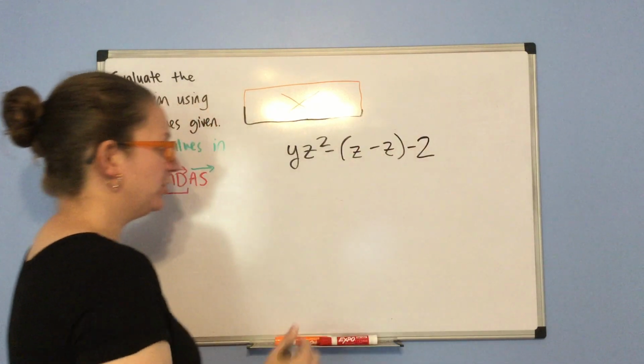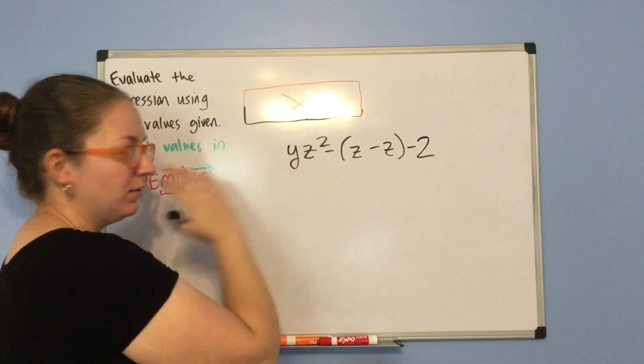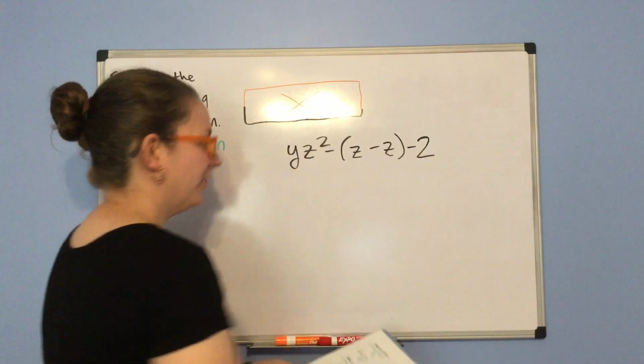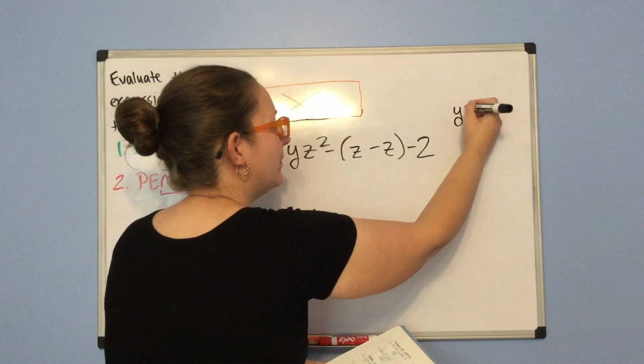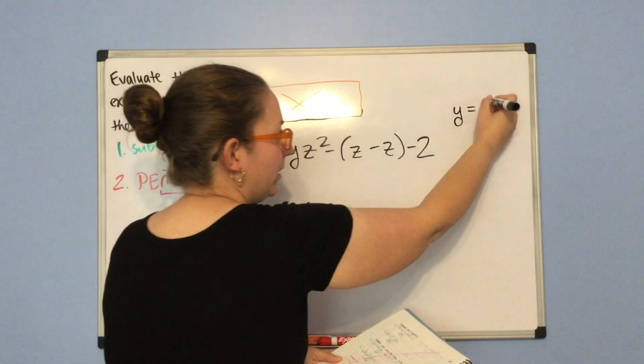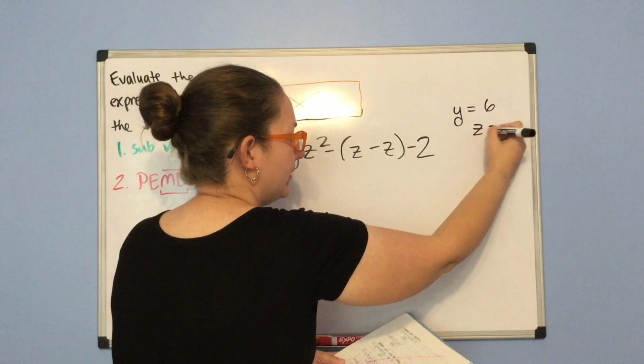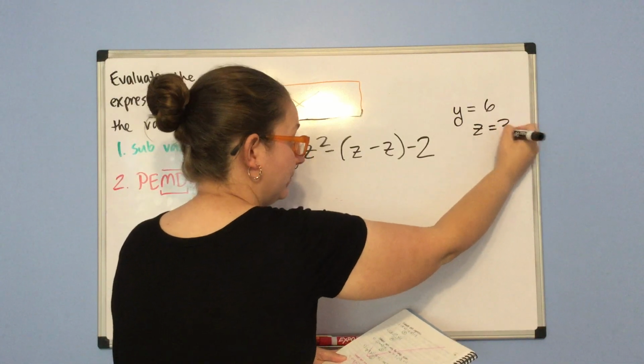So here's my new expression. This is how I write Z's, so if that's a little weird to you, sorry. Otherwise they look like twos. This time we're going to use y equals 6 and z equals 3.